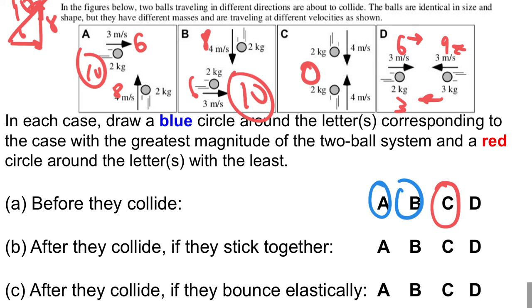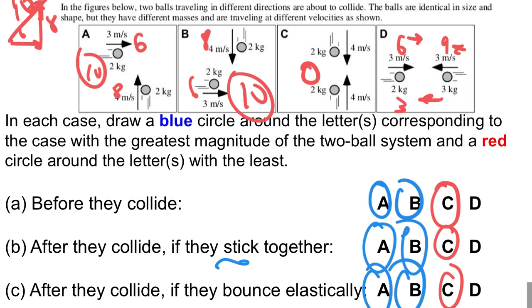Now, we want to know what happens after they collide if they stick together. Again, draw blue around the greatest magnitude of momentum of the system and red around the least. But this is, of course, a trick question because during this process, the momentum is conserved. So whatever the two-ball system momentum was beforehand is the same after. So they're going to be the same. And actually, it doesn't matter whether they stick together or they bounce elastically. The momentum is conserved.